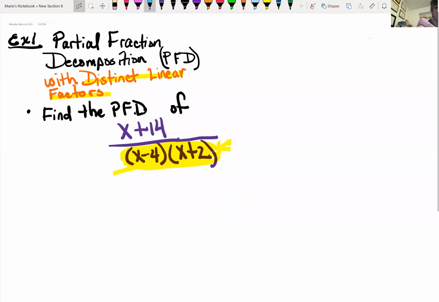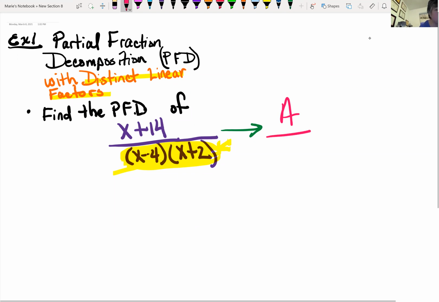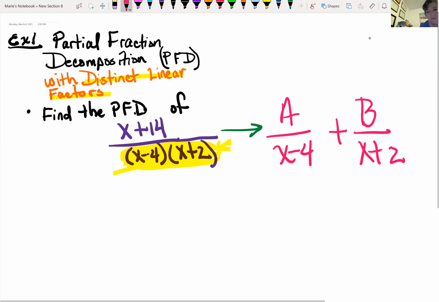Now, here's the trick. Let me do this in green so you follow the logic. Because there are two distinct linear factors, we're going to use A over x minus 4 plus B over x plus 2. So those are your two distinct linear factors. The A and the B, the A becomes the numerator for this and the B becomes the numerator for that. Okay.